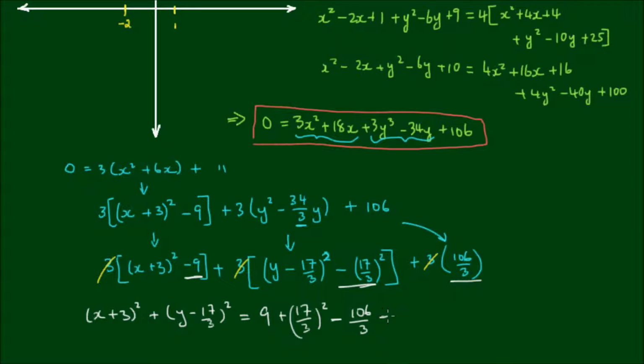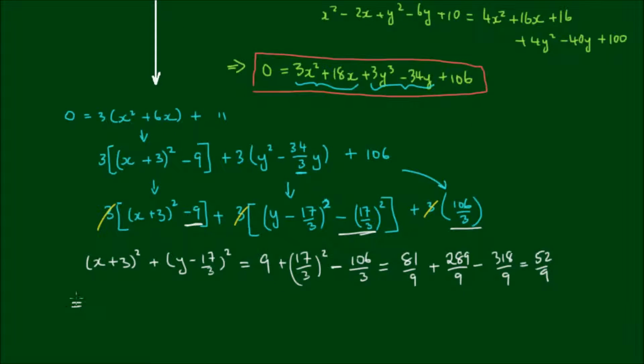So the numbers are, if I use a common denominator of 9, we have 81 over 9 plus 289 over 9 minus 318 over 9, which is 52 over 9. So we have (x plus 3) squared plus (y minus 17 on 3) squared is equal to 52 over 9.